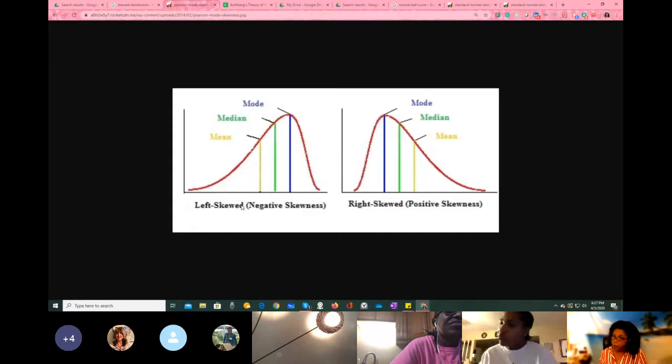That's a negative skew. A positive skew, again, mode is the highest point. So my tail is going to go this way. It's like the number line, zero is in the middle, -1, -2, -3, -4, etc. 1, 2, 3, 4. That's how it goes. Okay, so this is a skewed distribution.